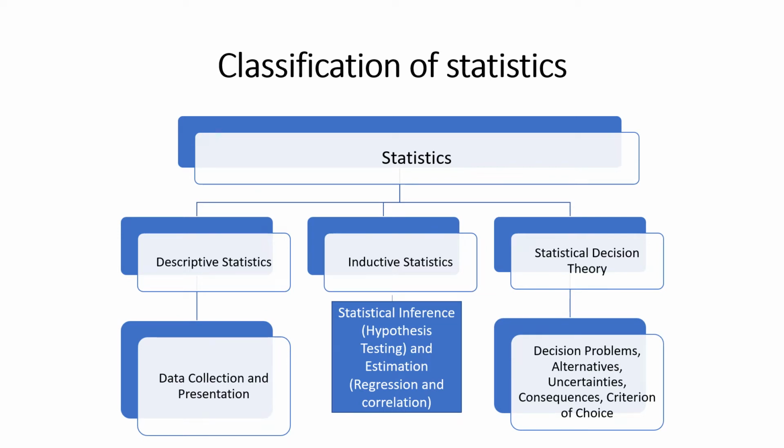The last method is applied method. Applied method consists of procedures which are applied to the problems of real life. It includes index number, vital statistics, experimental design. And the last one is statistical decision theory. Statistical decision theory deals with the decision problems, alternatives, uncertainties, consequences, and criteria of choice.